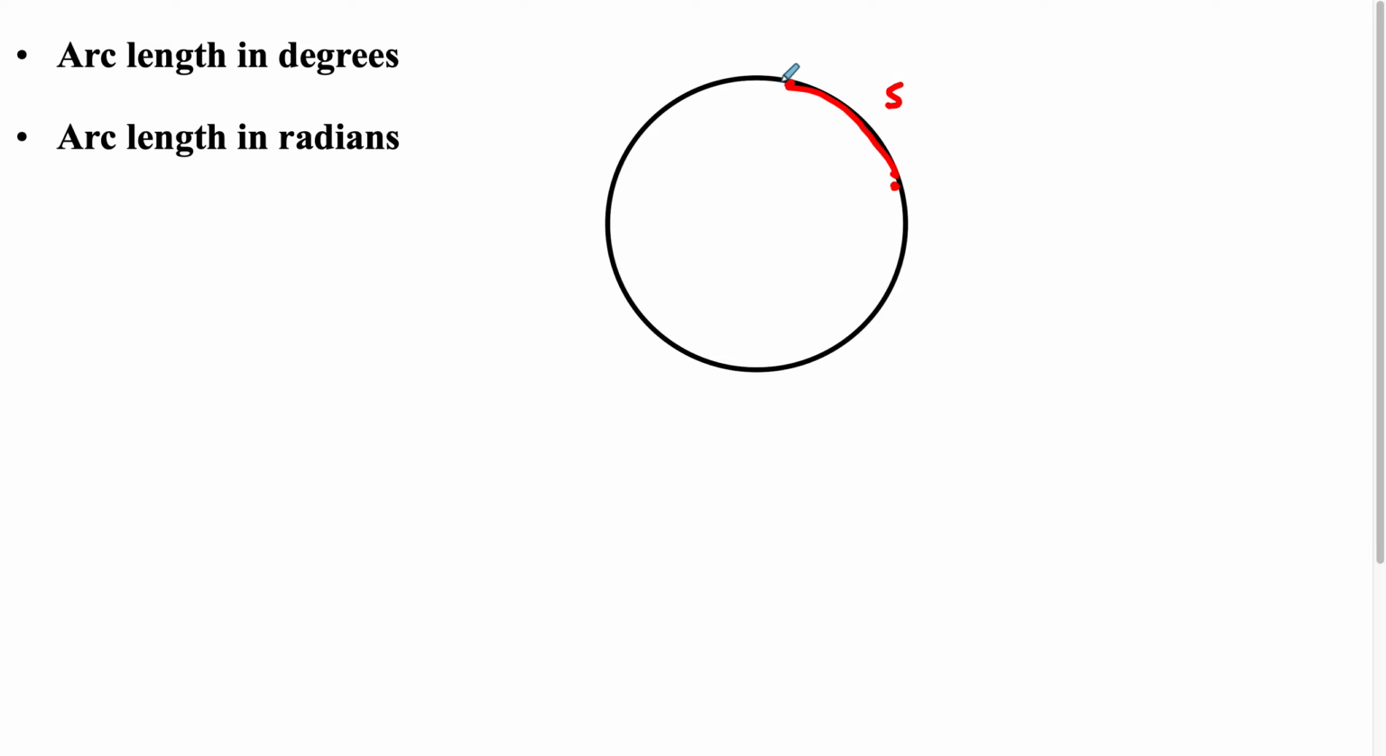Now, arc lengths are created by central angles. So if I was to connect this to the center of the circle, that would make this a central angle. There's going to be some theta based on the radius. So the larger the radius, the larger the arc, because the bigger the circle. And the larger the angle, the larger the arc length too.